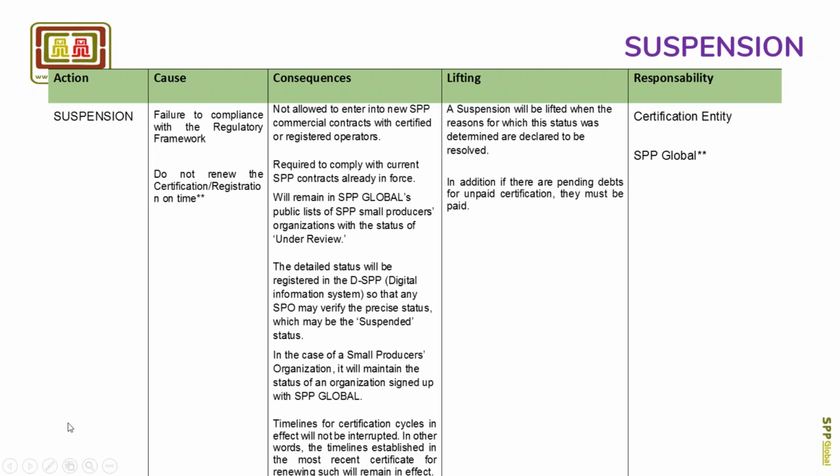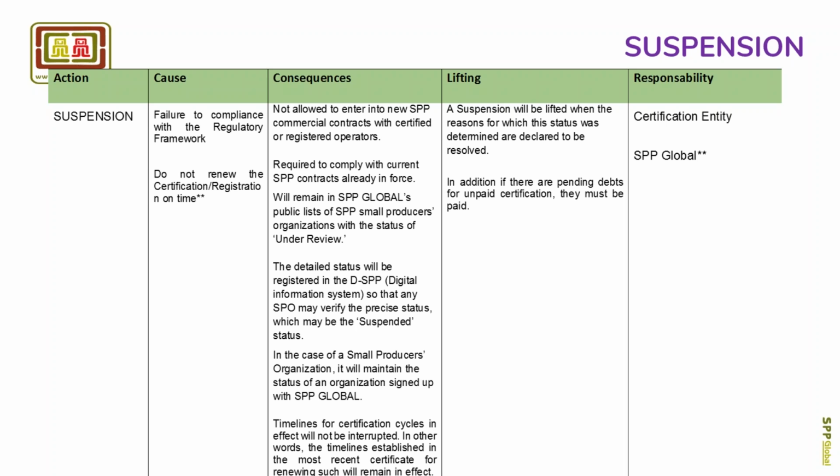Then the most important consequences here, I think, are that when a small producer organization gets a suspension, the organization would not be allowed to enter into new SPP commercial contracts with certified or registered operators.